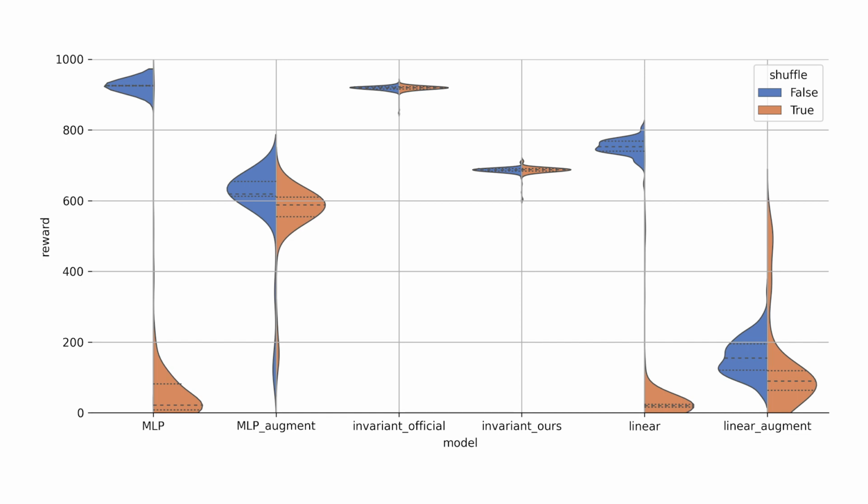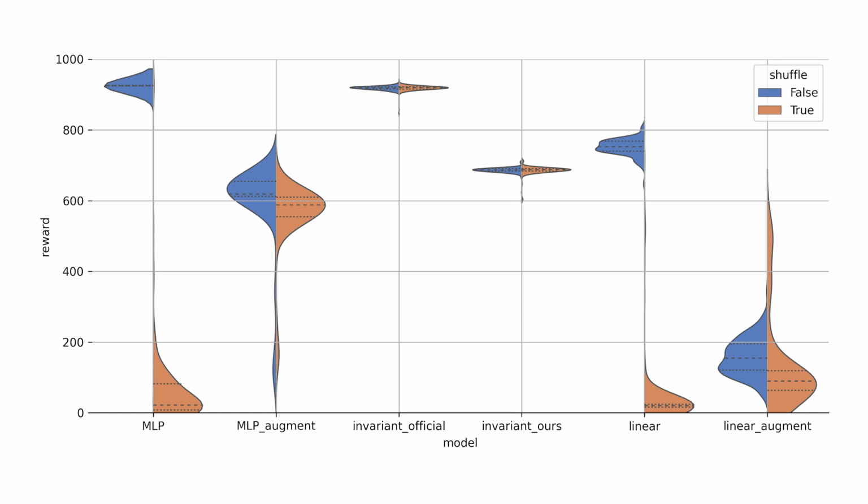Then we have the permutation-invariant model, and as you can see, especially the model with the official weights is performing really well, and its performance is not influenced by shuffling the features at all. By the way, let me stress that these results are not comparable to those presented in the paper because we have a different environment that is supposed to be way easier.